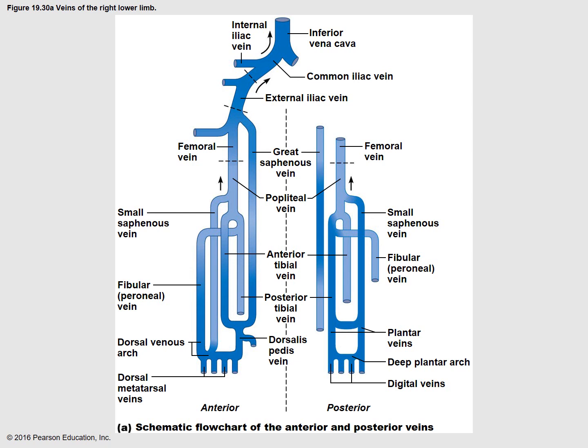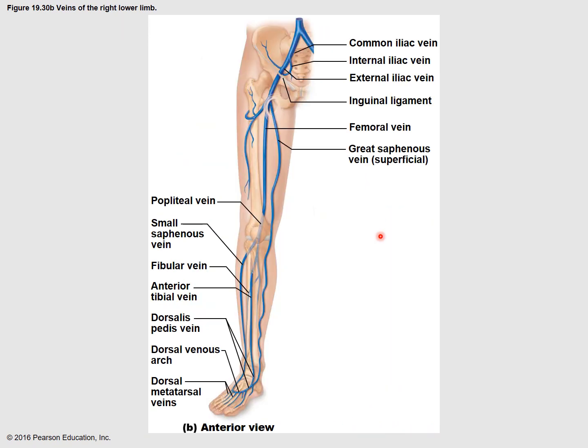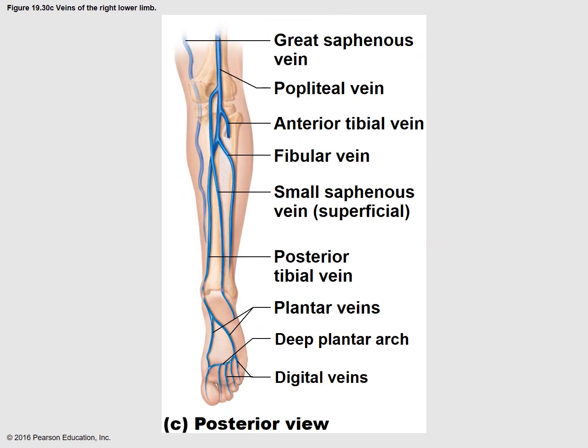This is showing the schematic flow chart for the lower limbs. And then as you can see on the drawing here, you've got your anterior tibial vein, fibular vein coming up, small saphenous vein, the popliteal vein. Now up here is the femoral extending on up, eventually draining into the iliac veins, which will go to the inferior vena cava. So just an enlarged view.